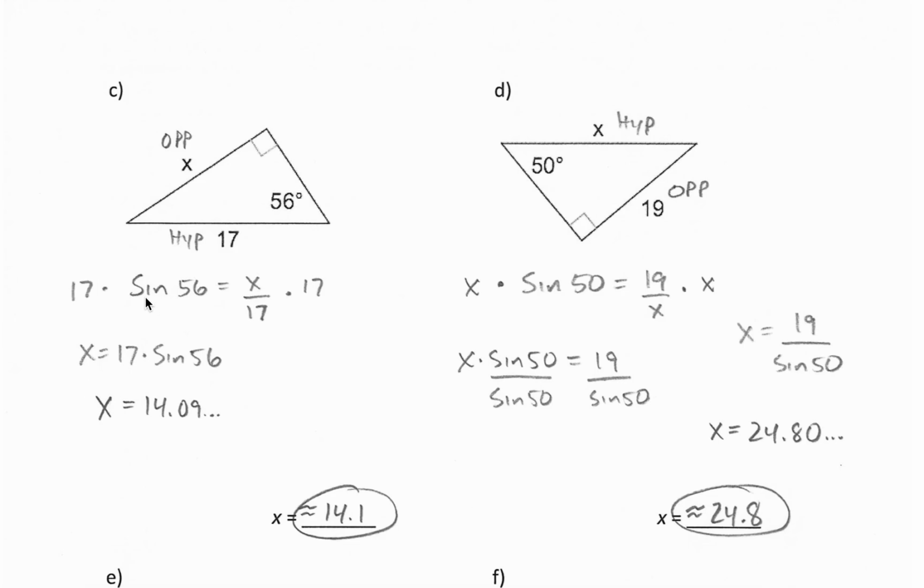So we'll set it up. Sine of our angle this time is equal to opposite length over hypotenuse length. To undo this division, we're going to multiply by 17. And so because we're solving for the numerator, notice that we're just taking the side length that was given to us and multiplying by our trig function here. Doing that on your calculator, you get about 14.09 something something something. We're going to round that up to 14.1.